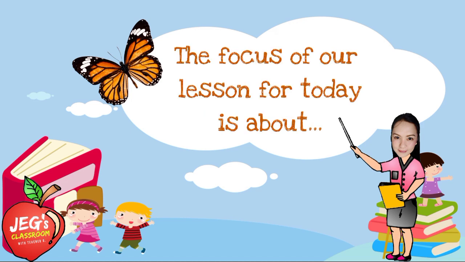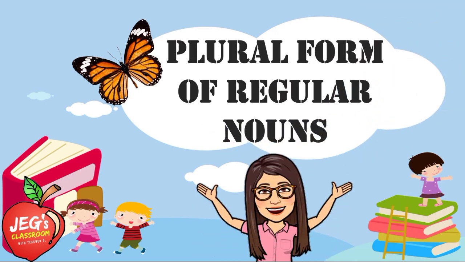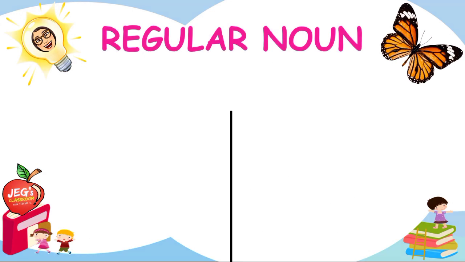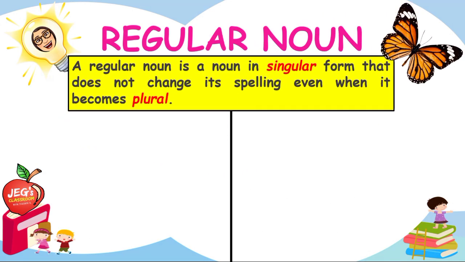The focus of our lesson for today is about the plural form of regular nouns. What is a regular noun? A regular noun is a noun in singular form that does not change its spelling even when it becomes plural. When we say singular, it means one only.